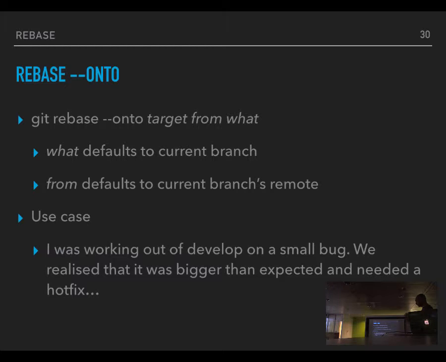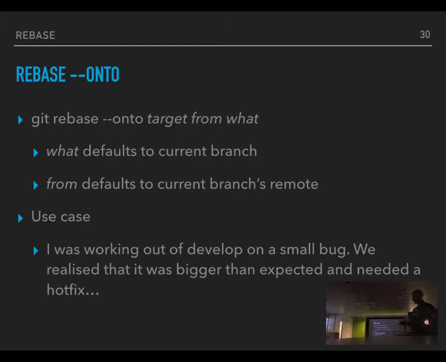So what it is doing is that it's taking all the commits between from and what. So what being the tip of your current branch generally, and from being, for example, your fork point. That's what makes sense. And it puts them on the target.